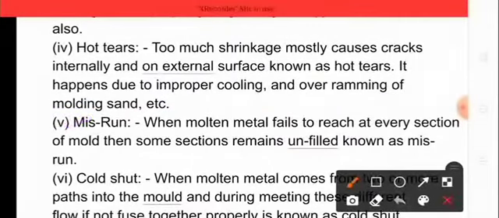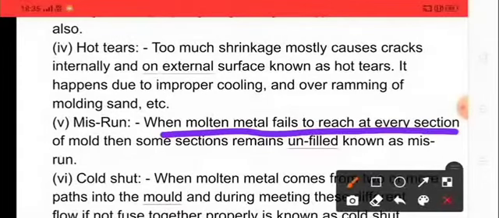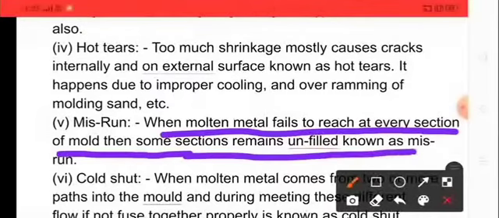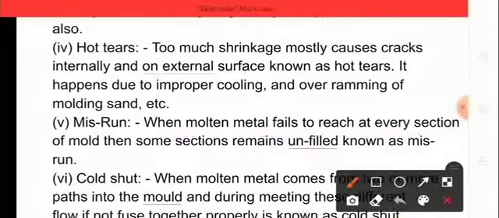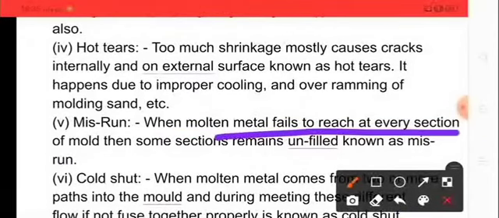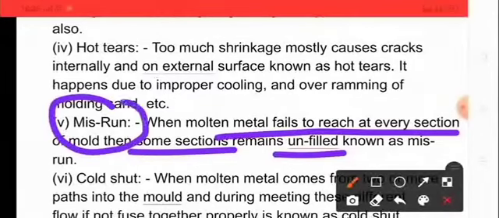Fifth one is misrun. When molten metal fails to reach every section of the mold, then some section remains unfilled, which is known as misrun.